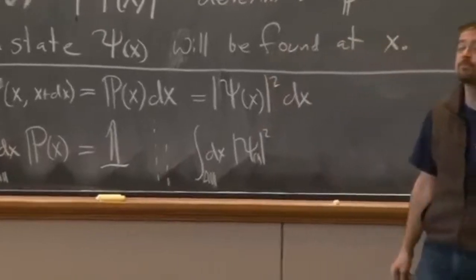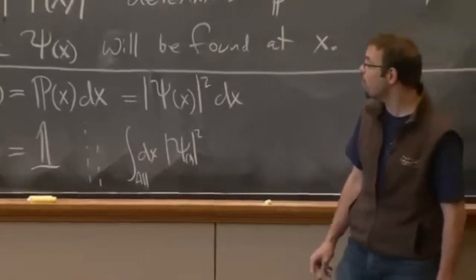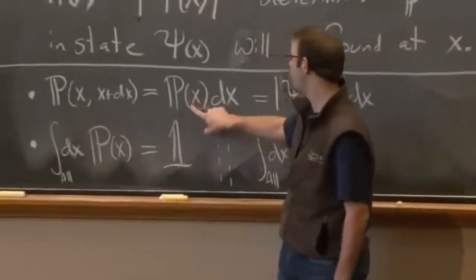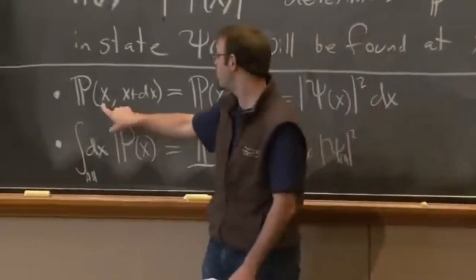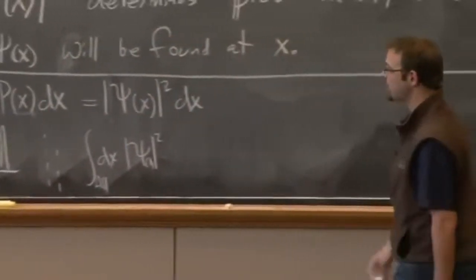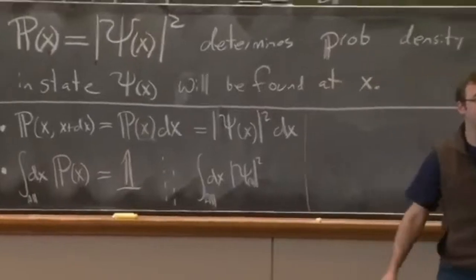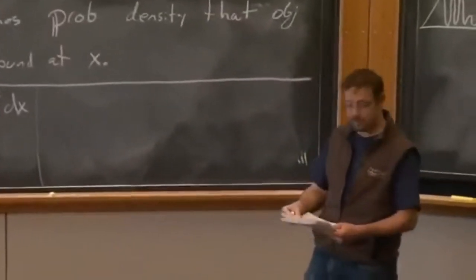Yep? Can you please use different notation for probability density and probability? I'm not going to. Probability density is going to have just one argument, and total probability is going to have an interval as an argument. Okay, so they're distinct, and this is just the notation I like. Other questions? OK.